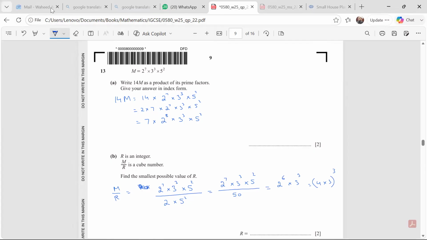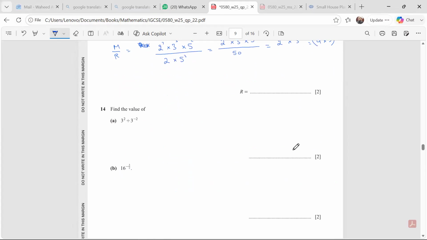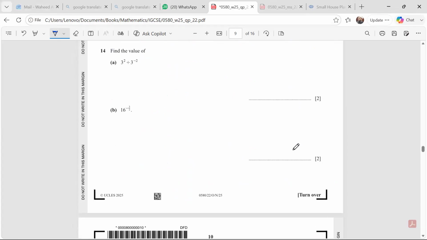Now, question number 14. Find the value of this. So this is basically 3 squared divided by 3 to the power minus 3. Am I right? So this can be written as 3 to the power 2, and if this 3 comes up, it will become 3 to the power 3 as well. So it will be 9 times 9, so it is 81. Okay, easy. Now, what is this? 16 to the power minus 3 by 2. So it can be written as 1 over 16 to the power 3 by 2. Am I right?